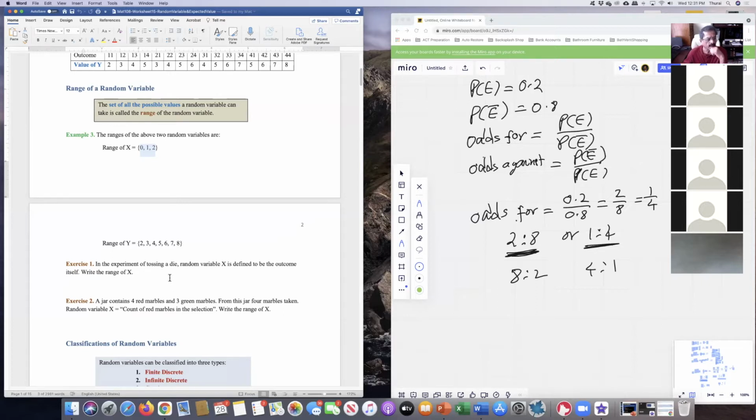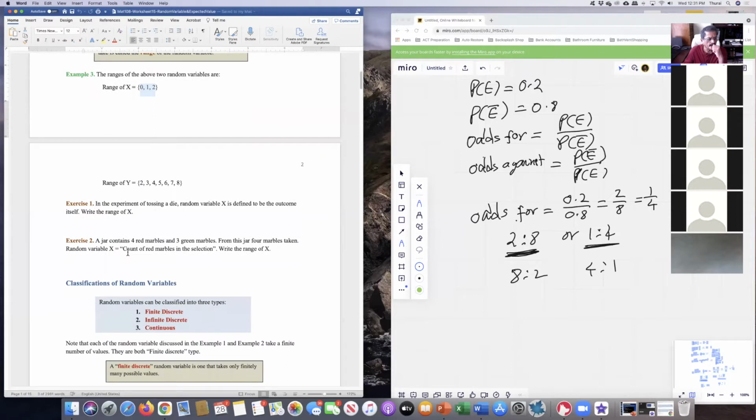Okay. Second exercise says a jar contains 4 red marbles and 3 green marbles. From this jar, 4 marbles are taken. Random variable X represents the count of red marbles in the selection. So I'm taking 4 marbles, and the count of red marbles in the selection is going to be the value of my random variable. Okay, then what is the range of this X?